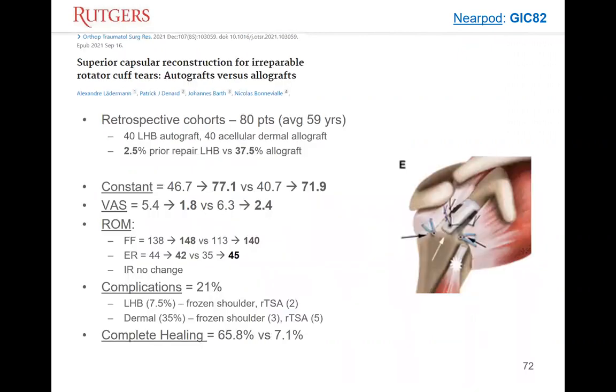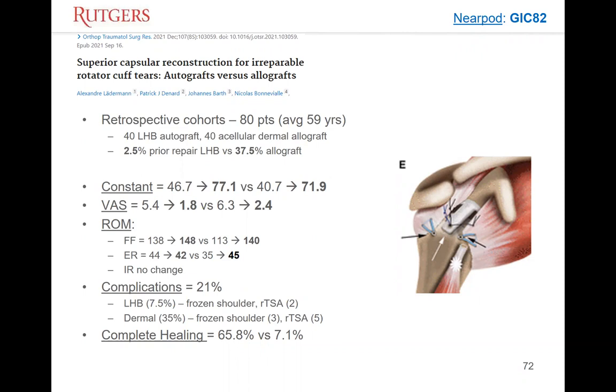A collaborative study from multiple countries retrospectively assessed a group of 80 patients who underwent arthroscopic superior capsular reconstruction, including 40 using long head biceps autograft and 40 with dermal allograft. Of note, a much larger portion of the allograft group had prior surgery, and they also had worse active range of motion pre-op.